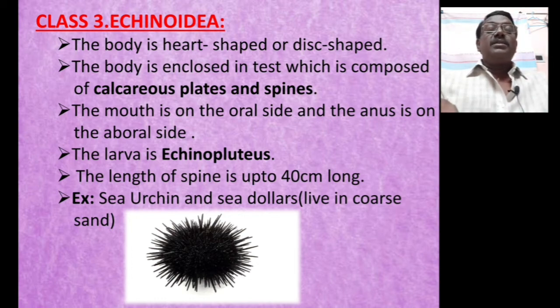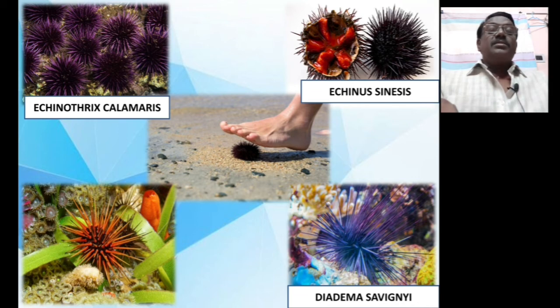And it was observed that the length of each spine is up to 40 centimeter. Such huge sized spines are present on the aboral side of this animal. The common examples are sea urchins and sea dollars. The sea dollars normally live in coarse sand. And these are the common examples for this class Echinoidea: Echinothrix calamaris, Diadema savignyi, Echinus sinensis.